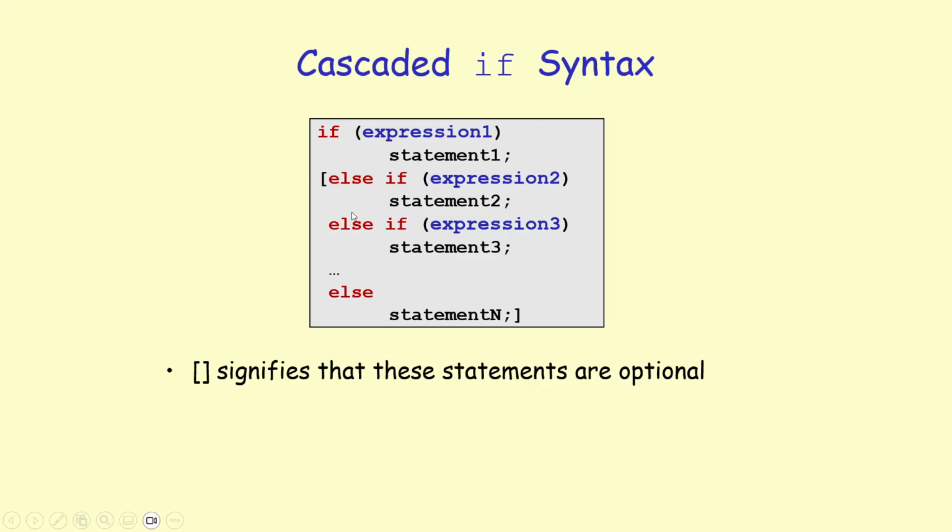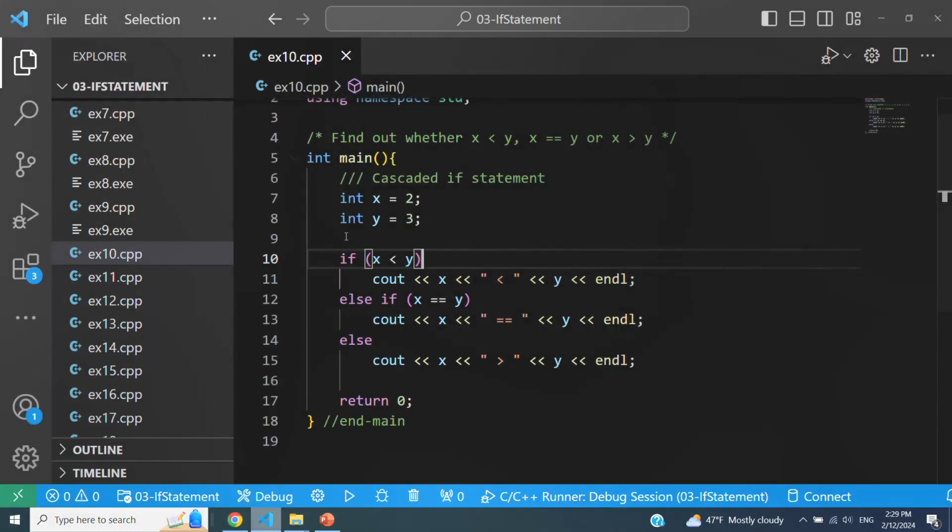Again, the part in square brackets indicates that everything in the else if and else part is optional. So you don't have to have these in an if statement, but you have to have the if expression and statement 1 at least. But these are all optional. So let's go to example 10 now, just to show you the same code written more clearly, I would say.